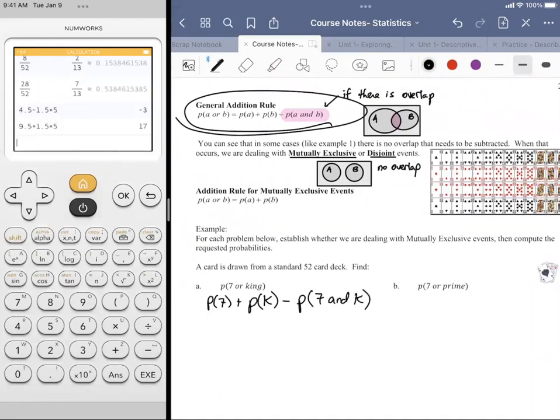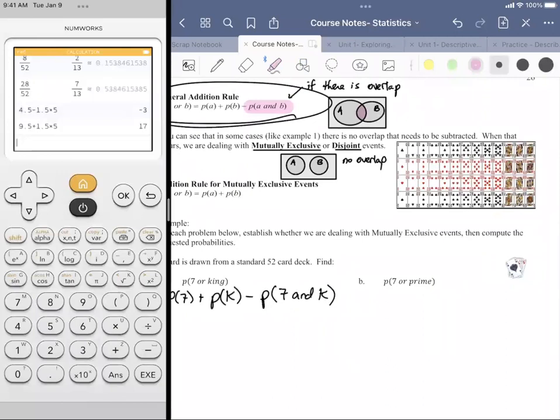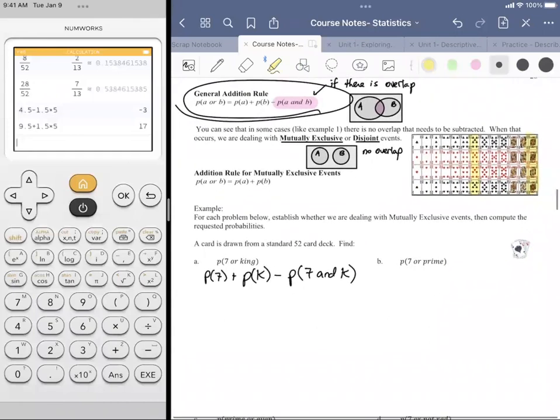Now when you look at it in that context, you might say, oh, well, looking at the cards, here's my kings. I'll use a better highlighter there. This is my set of kings. And this is my set of 7s. There's no way that you could have a card that is a 7 and a king at the same time. So that makes this unnecessary, irrelevant, and that's because there is no overlap. These are mutually exclusive events.